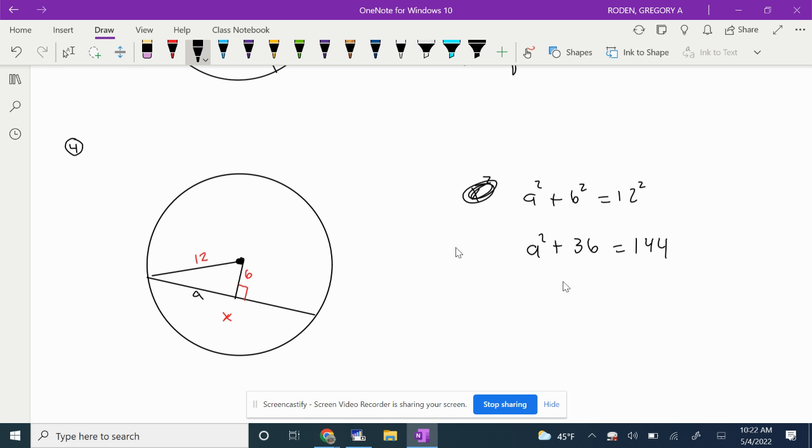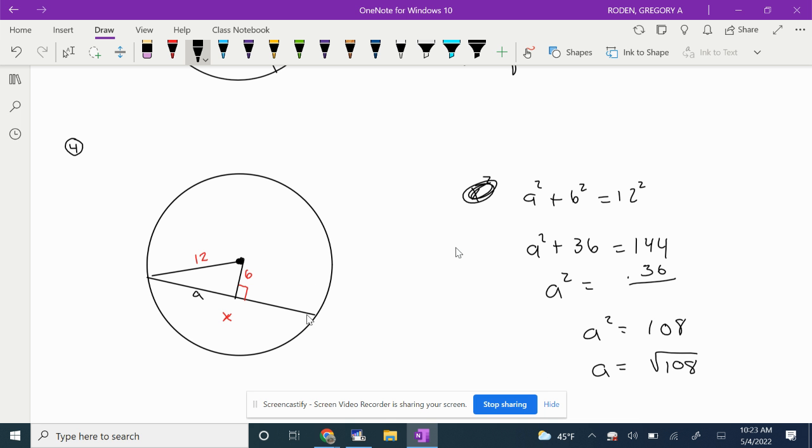And then we subtract 36. So a squared equals what, Chris? 108. I agree. 108? So a squared equals 108, right? And then we take the square root. Okay, so we know that a equals the square root of 108, right? Okay? Now, what do we know x is equal to?